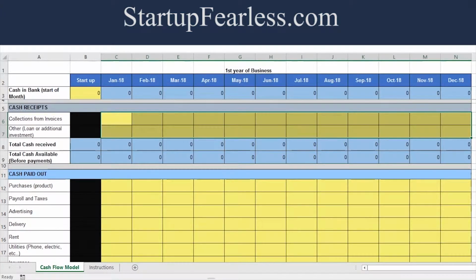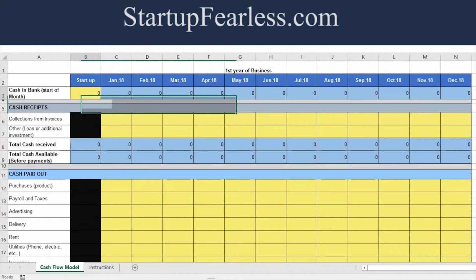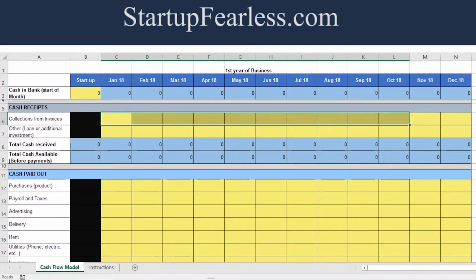If we take a quick look at the cash flow model, you can see what we mentioned before. You have the yellow cells, where you'll be updating all your information, the blue cells that contain the formulas, no information is needed there on the part of the user, and then the black cells, which are just blank cells that you will not use at all.